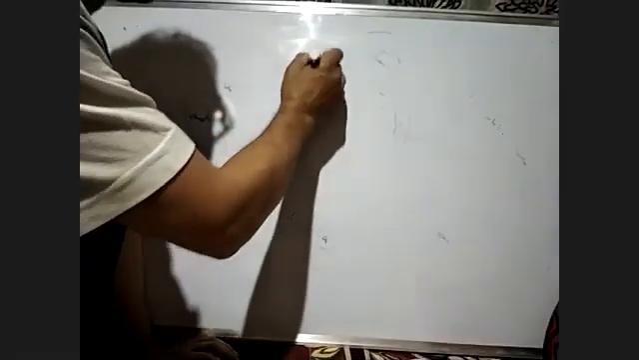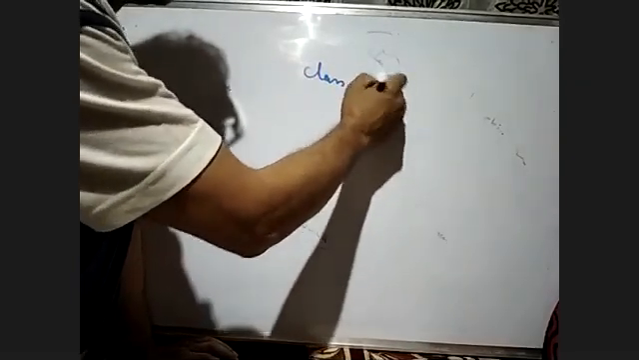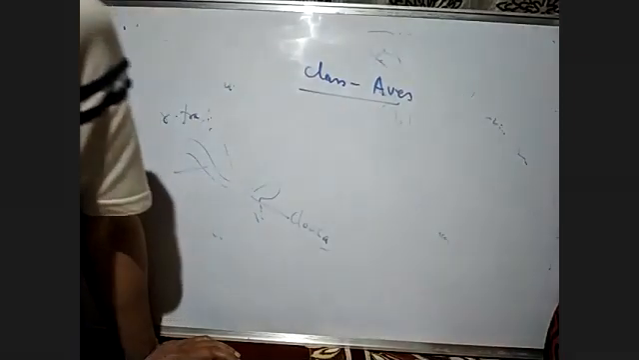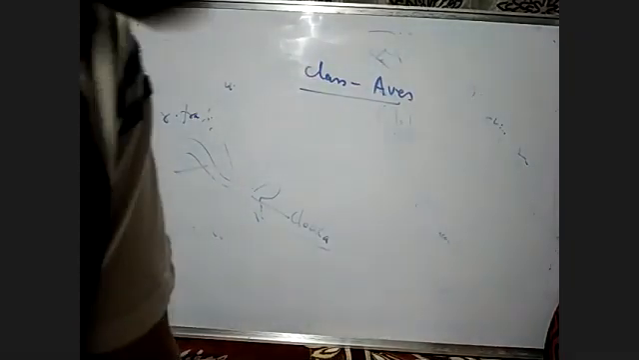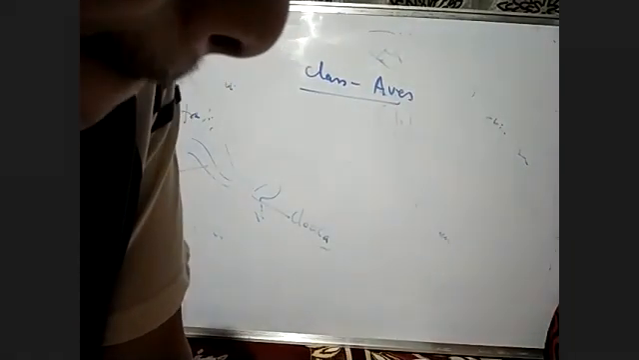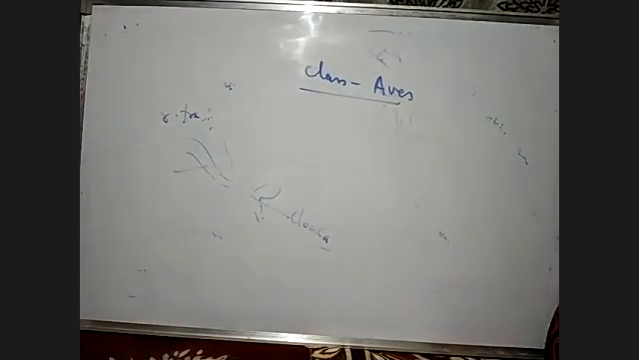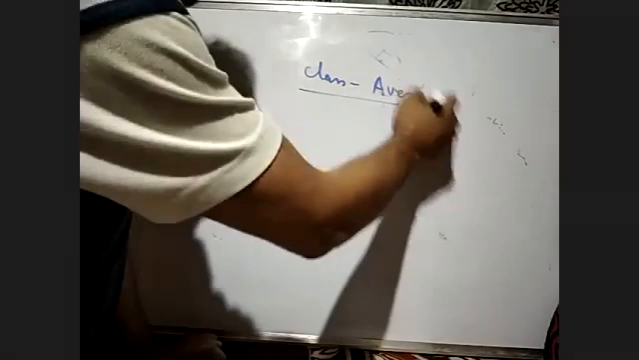Then we go to class Aves now. Class Aves, or the birds. Aves are called the birds. Class Aves. So these belong to the birds.